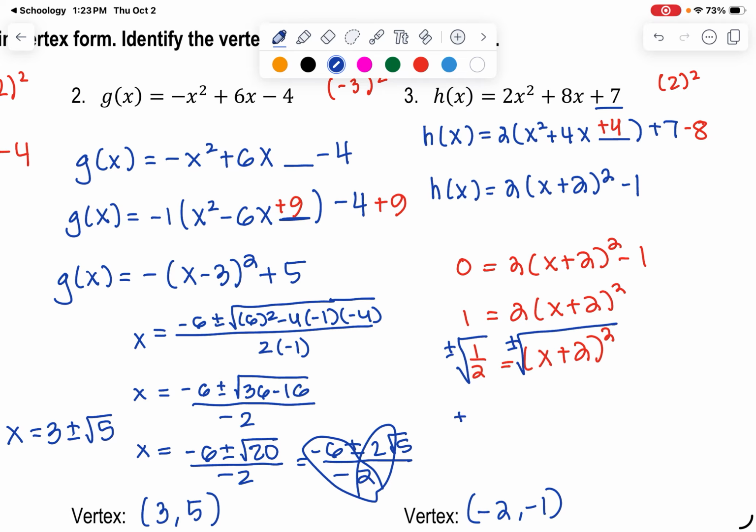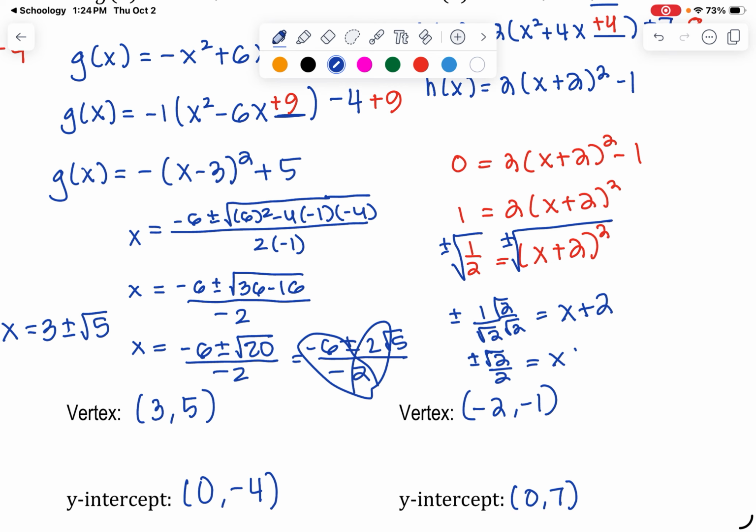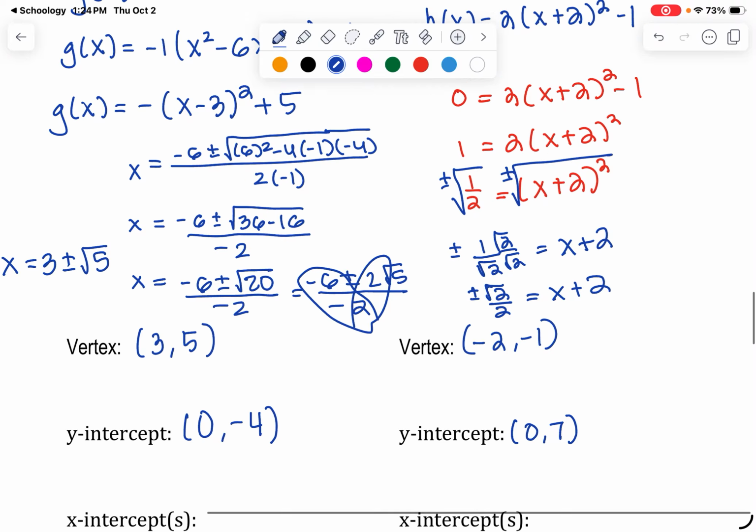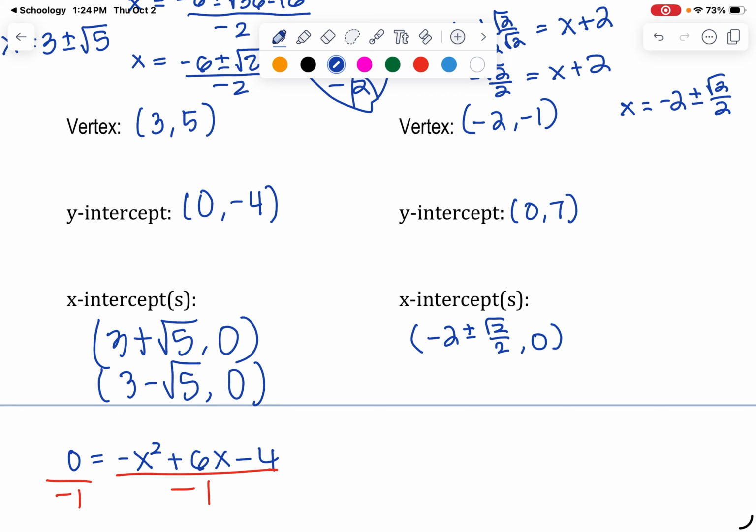So that is plus or minus the square root of 1, which is 1. The square root of 2 is root 2, and I have to rationalize that. So I have plus or minus root 2 over 2 equals x plus 2, and then subtract 2 from both sides. So I have x equals negative 2 plus or minus root 2 over 2. Okay, so my x-intercepts are negative 2 plus or minus root 2 over 2, comma, 0. So you can write them separate or you can write them together.